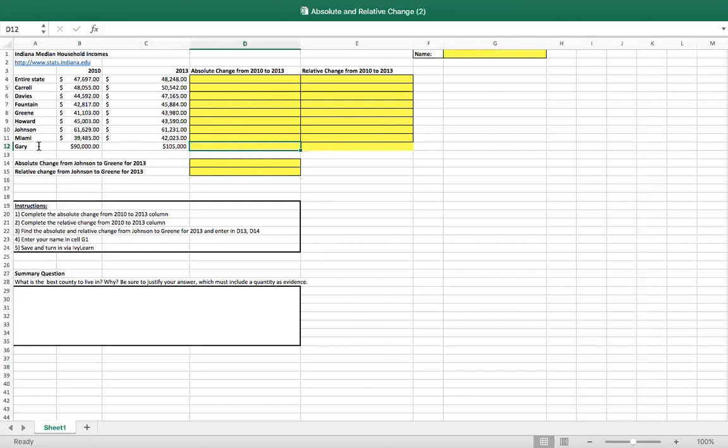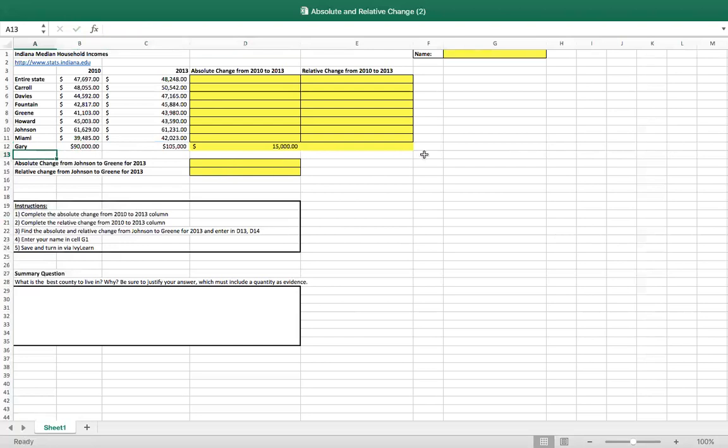Okay, so to do the absolute change, and of course we want to use Excel formulas here, we don't want to do it on the calculator. So remember, for absolute change, we want the new minus the old. So that would be 2013 minus 2010. Bada boom, bada bing, $15,000.